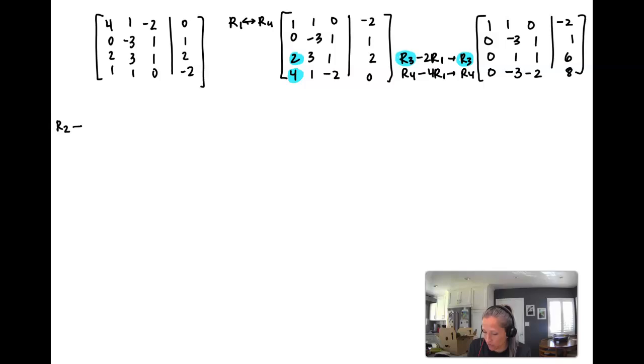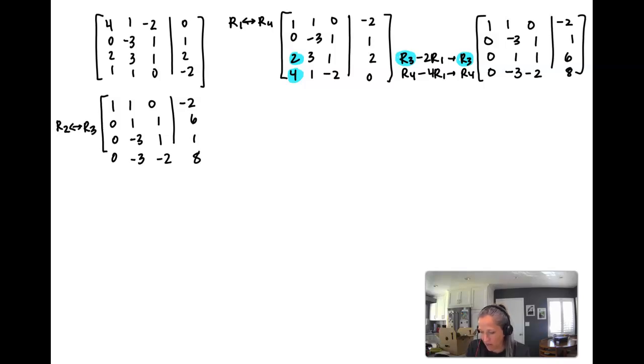So I'm going to do row 2 and row 3 swap as my next row operation. So now I have 1, 1, 0, negative 2, 0, 1, 1, 6. Oh, I did not give myself enough room in this matrix. It's fine, it'll all work out. I'm already feeling not good about this.